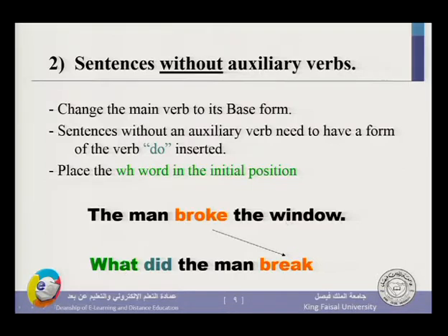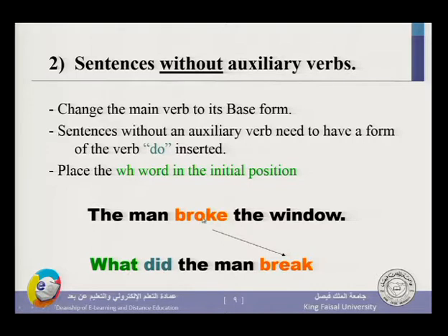So what, the question word, and then yes, a form of do, which is did. Why did? Because the verb in the sentence is in the past, so we must use did. So, why did the man break? Yes, and the base form of the verb. If you say "why did the man broke," that's wrong. Why did the man break?